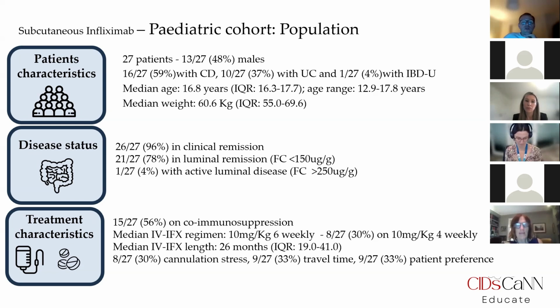We still use co-immunosuppression in Scotland, so different to your guys' experience. And the standard patient was on 10 milligrams per kilogram 6 weekly of infliximab at the time of the switch. Some people had IV cannulation issues. Some people came geographically from a long distance, so perhaps particularly applicable to your Canadian population. And some people just preferred to give injections at home rather than in hospital. Next slide, please.